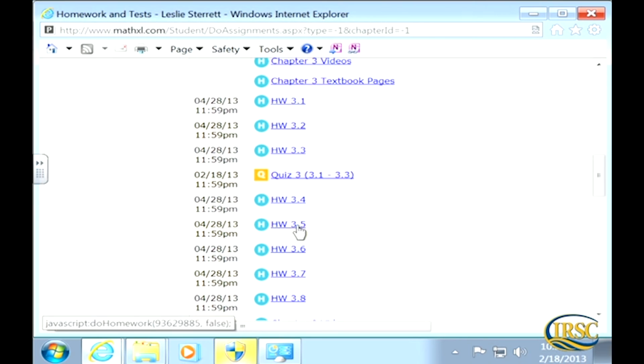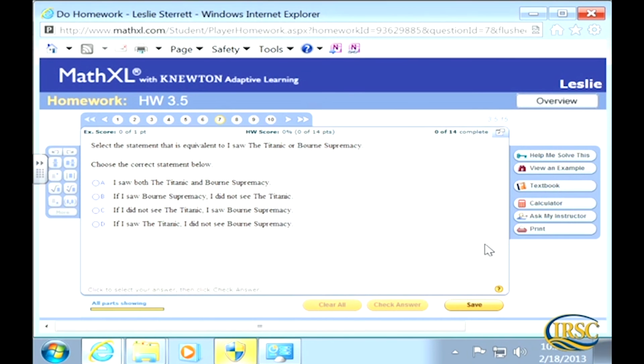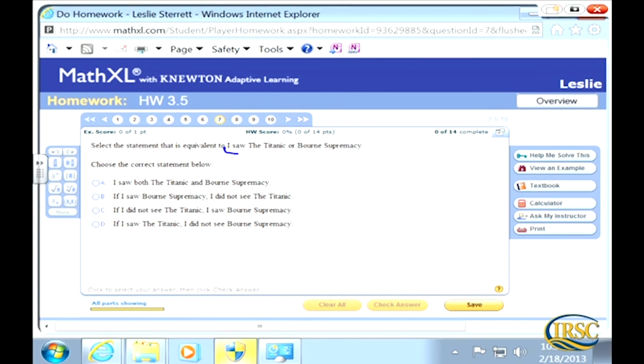A couple problems in 3.5 that I told you guys to skip. Okay, so it wants you to select the statement that is equivalent. Here's the statement: I saw the Titanic or Bourne Supremacy. So what's the key word in that sentence? Or. And so it wants what's equivalent to this.